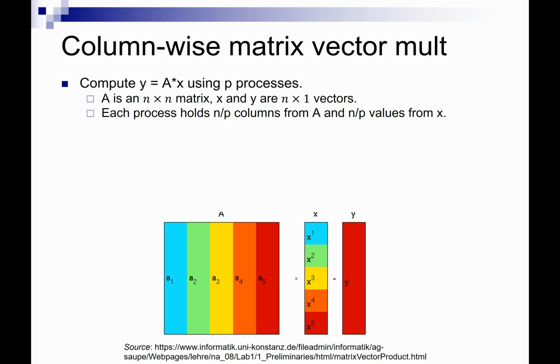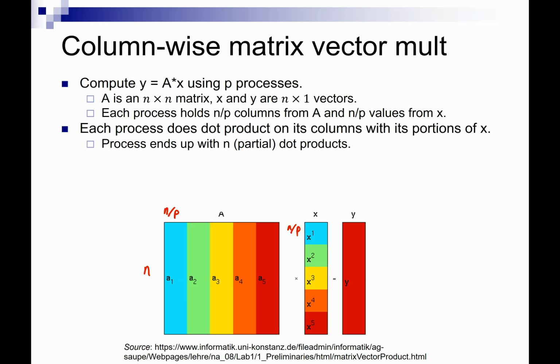Now let's say that A is an n by n matrix, and then x is going to be an n by 1 vector. And let's say that you have p processes. In that case, we are going to have n rows over here, and then each process is going to have n divided by p columns of the matrix. Now we're also going to assume that each process has n divided by p values of the vector. So each process doesn't have the entire vector. It's only got a certain part of the vector.